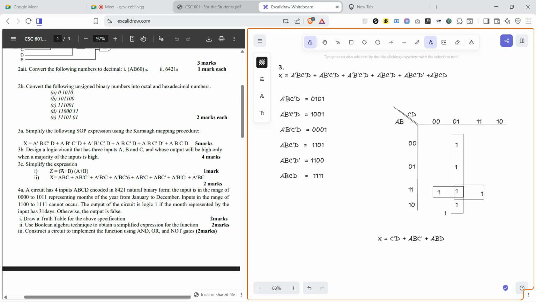Then the second one, same thing, AB, because it's still under row AB. AB, then 0, 1, the C side changes while the D remains the same, 1, 1. So that is why we now have ABD. Since it's 1, it is not going to be the bar, so it's ABD. So this is the simplification: C bar D plus AB, C bar plus ABD.